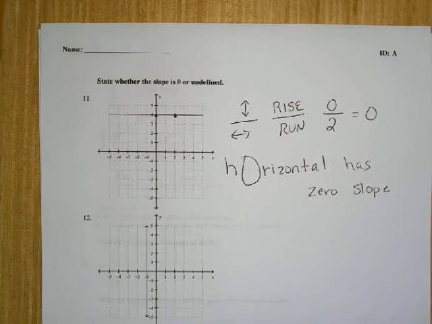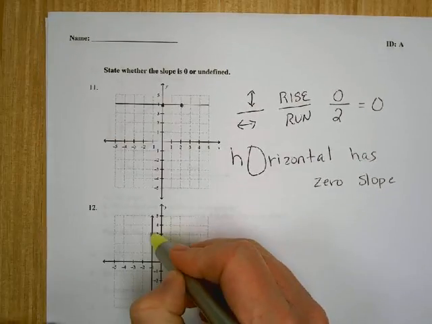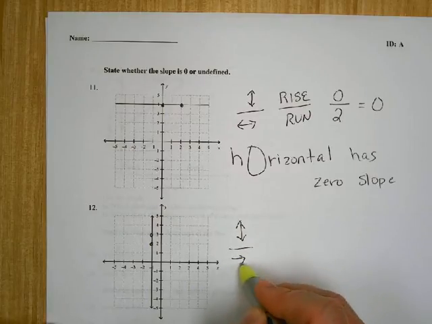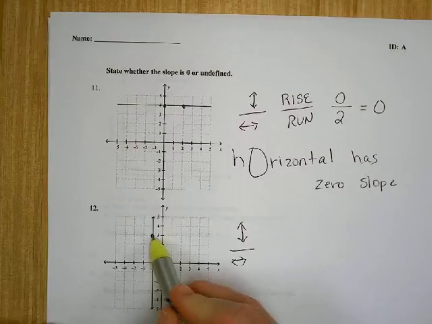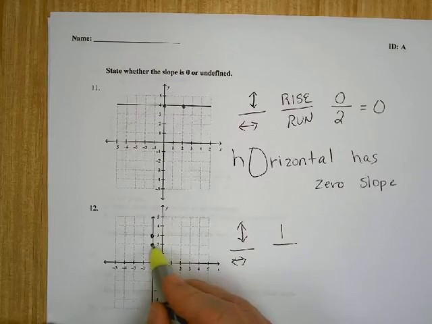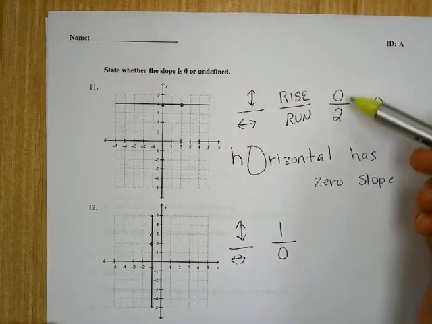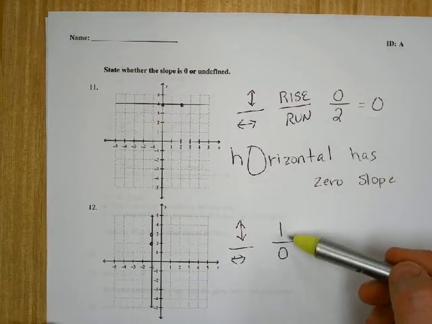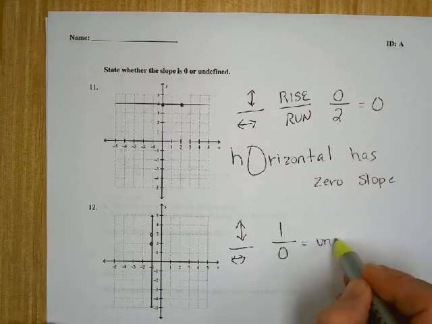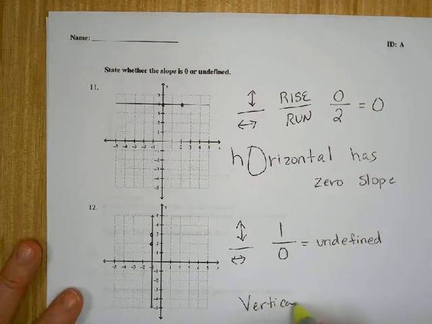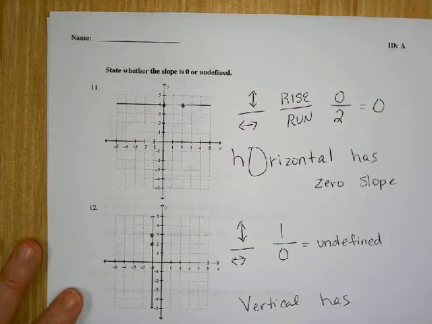We're going to work number 12 the same way. We're going to pick out 2 good points, and we're going to count the rise over the run. So from this point to this point, I had a rise of 1, but I had a run of 0. Well, it's okay to do 0 divided by 2, but it's not okay to do 1 divided by 0. This is undefined. So vertical has undefined slope.